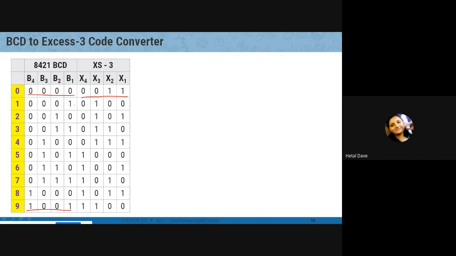3 should be added, which is equal to 4. So 0, 1, 0, 0. The last number is 1, 0, 0, 1. 3 should be added. The answer is 1, 1, 0, 0. So in this way, we should design the truth table. Once the truth table is done, let's decide the minterms of X4.